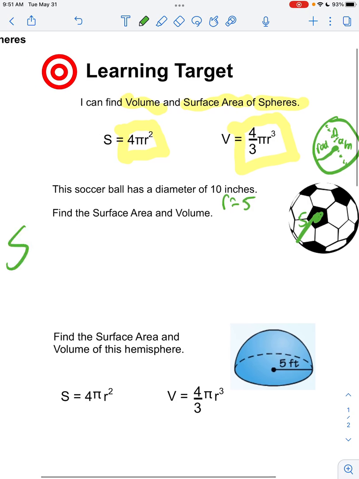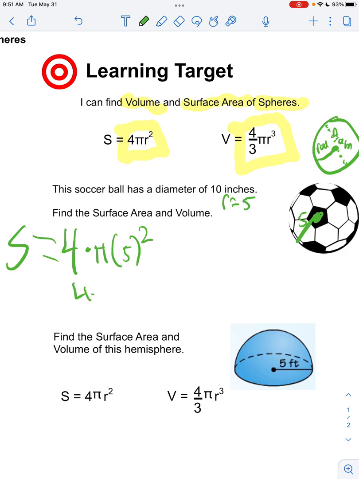So if I'm trying to find the surface area, I'm going to plug again. Some of this is really just plug and chug with our numbers. 4 times pi times 5 squared. Again, I can simplify. 5 squared is 25, which means 4 times 25 is 100 pi. That would be my answer if it was in terms of pi. I could also simplify that to be 314 inches.